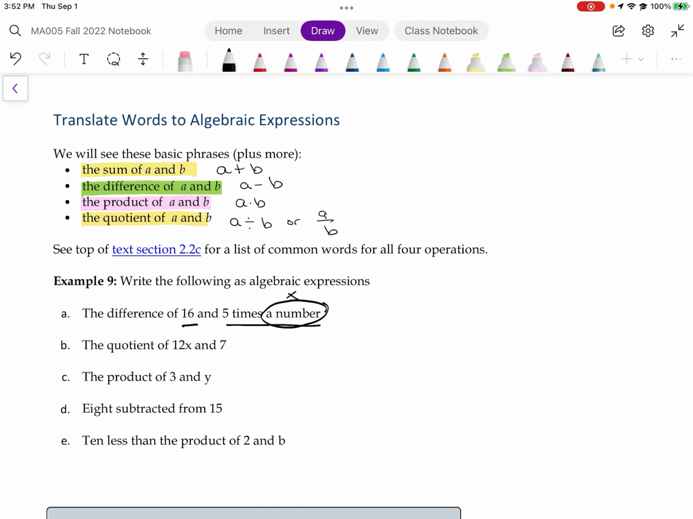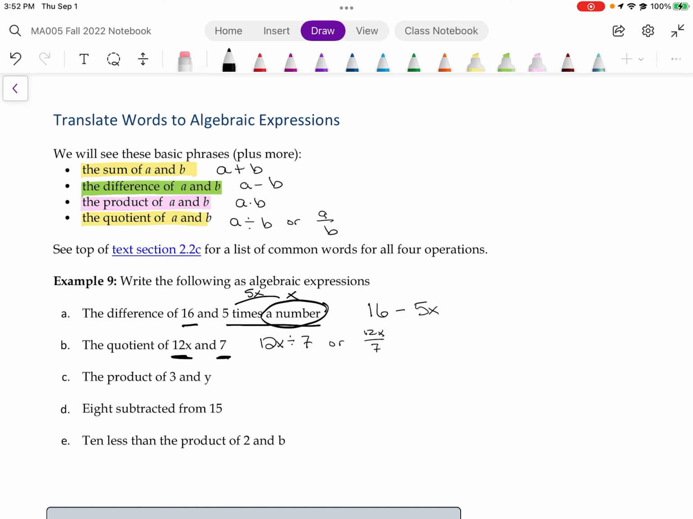Okay, so the difference of 16 and 5 times a number, where 5 times a number means 5x, is 16 minus 5x. Right, the quotient of 12x and 7. Quotient, remember, means divide the first one by the second one. So 12x divided by 7, or 12x over 7.